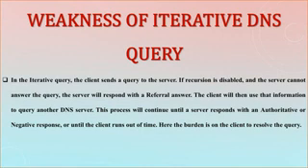Okay, the weakness of iterative DNS query is that in the iterative query, the client sends a query to the server. If recursion is disabled and the server cannot answer the query, the server will respond with a referral answer. The client will then use that information to query another DNS server. This process will continue until a server responds with an authoritative or negative response, or until the client runs out of time. Here, the burden is on the client to resolve the query. Next.